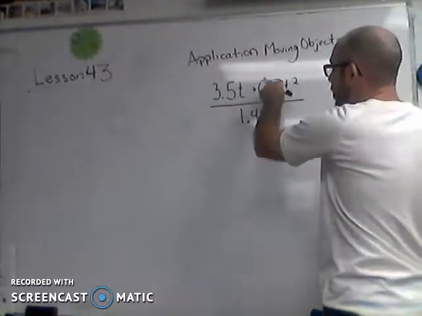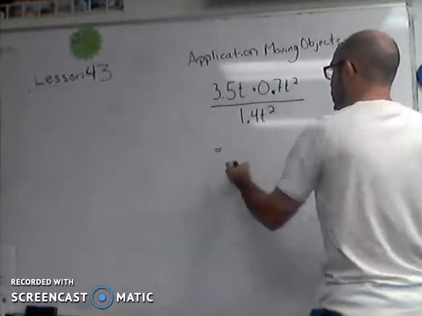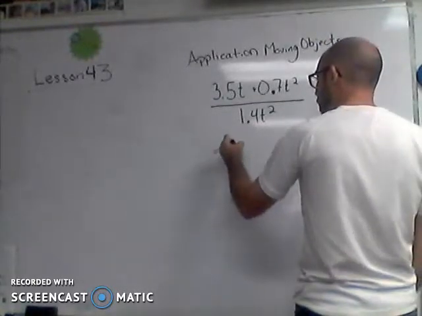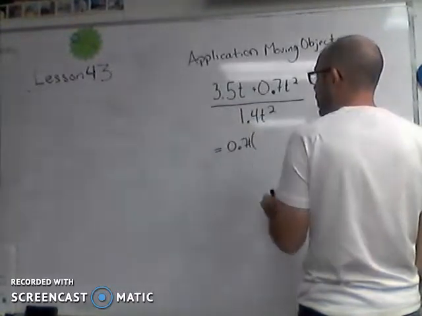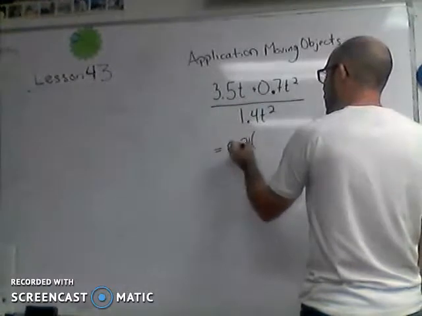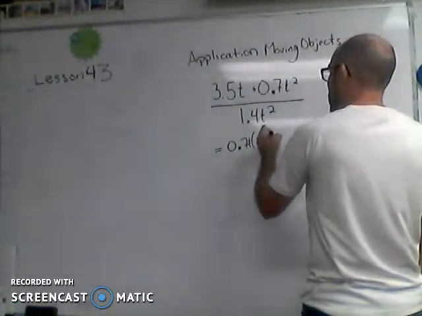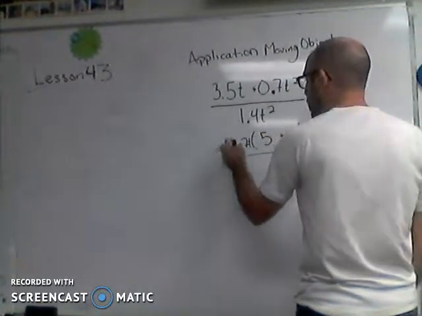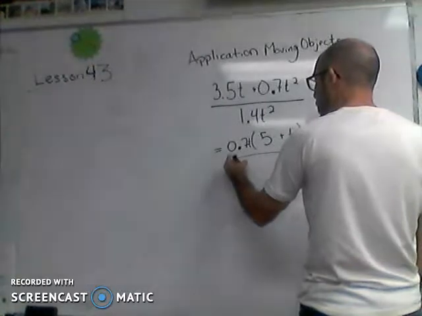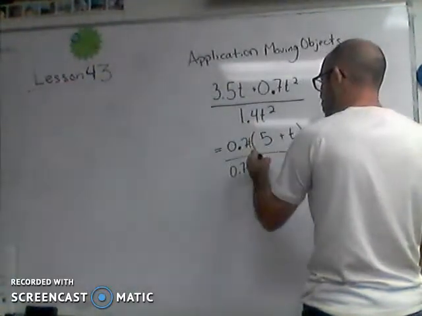And I see that every single term in this expression has a t in it. So I'm going to factor out 0.7 and a t out of the top. And that leaves me with 5. And over here, that leaves me with t. And then the denominator, if I pull out the 0.7 and the t, that's 2.